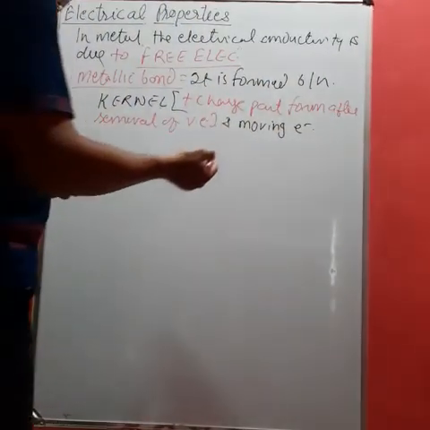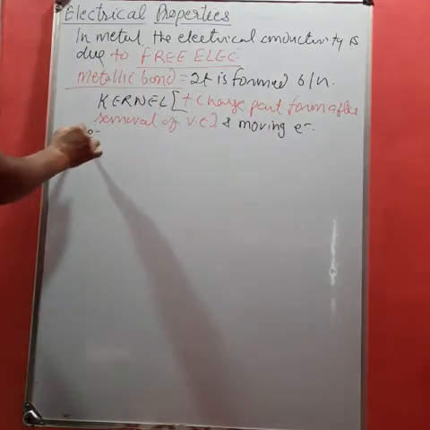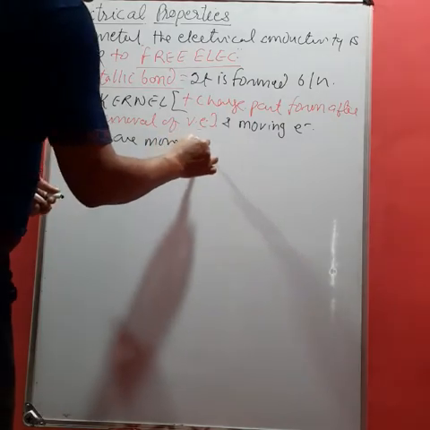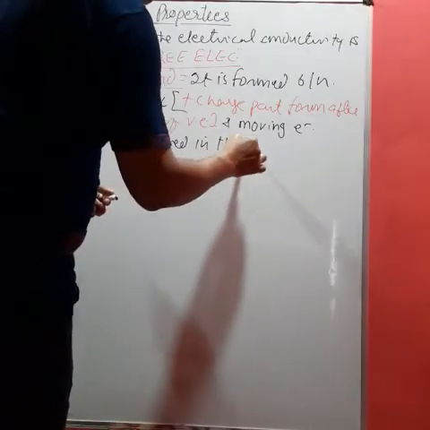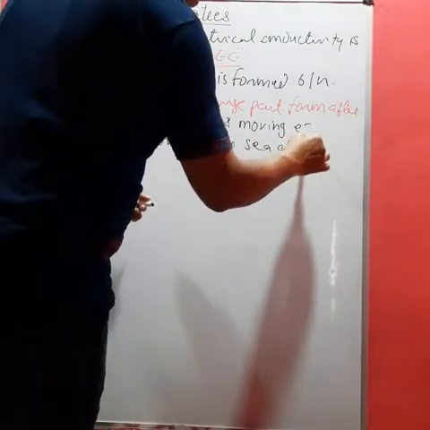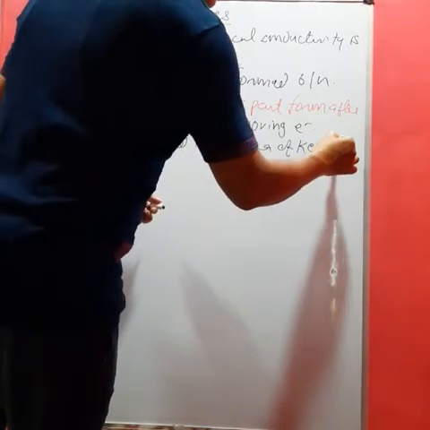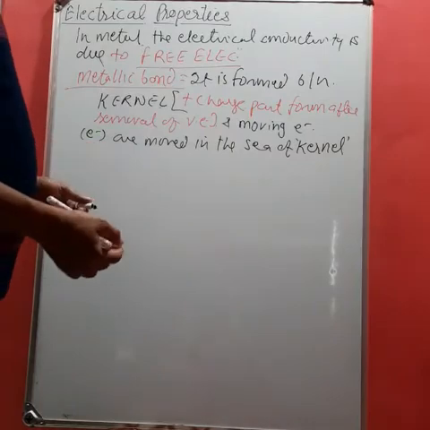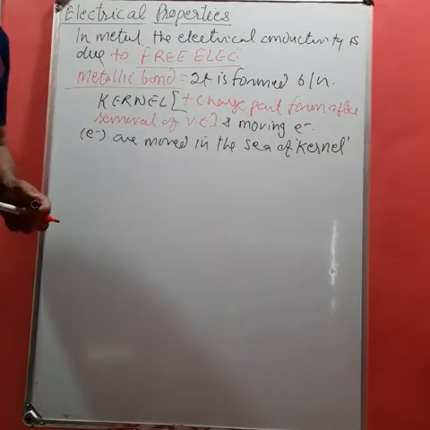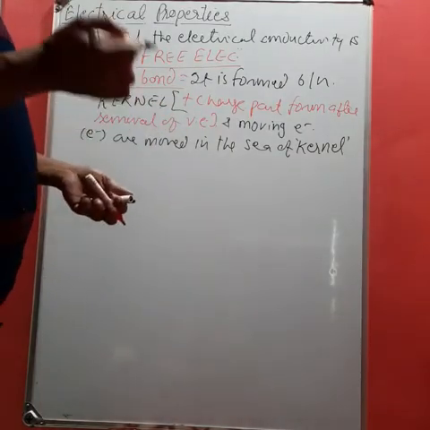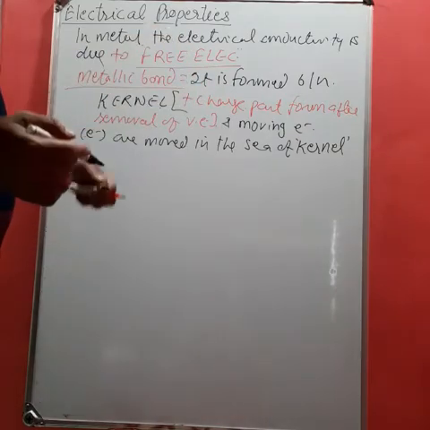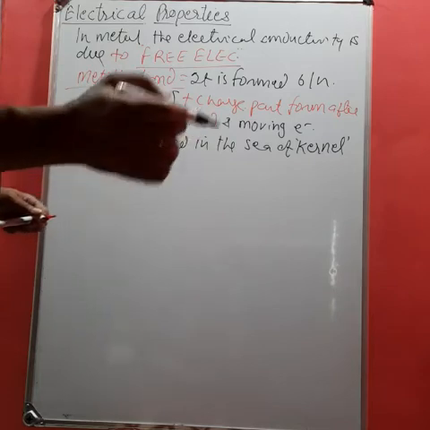So already electrons are moving in the sea of kernel. So there is large movement already present in the electrons, and therefore when the electric field is applied, they move very fast, and thus they are used for electrical conductivity.